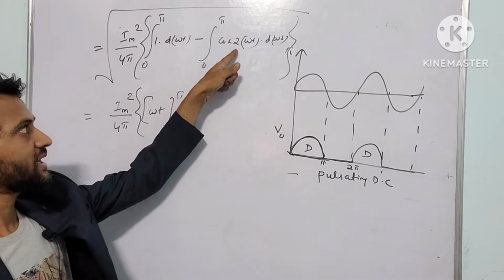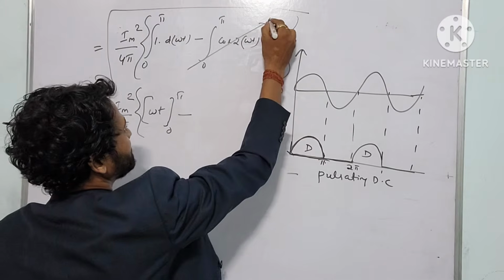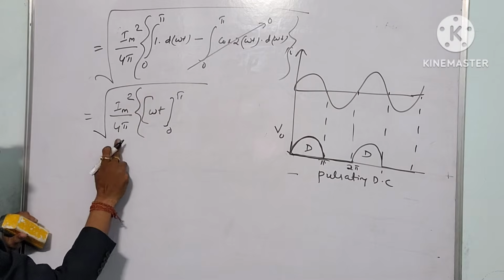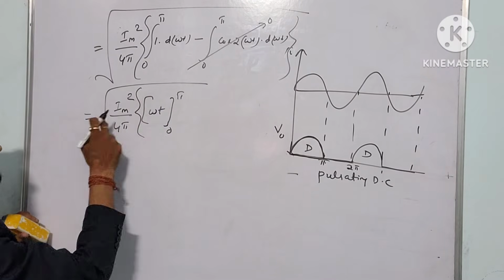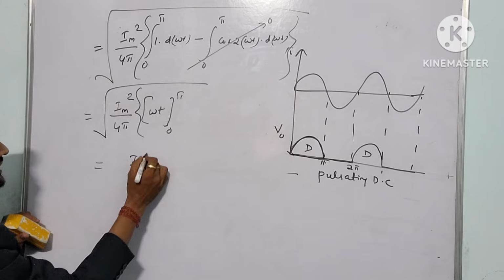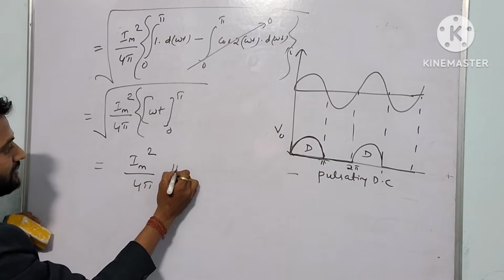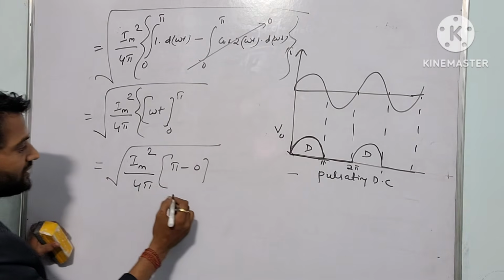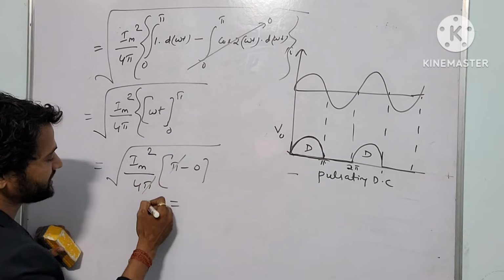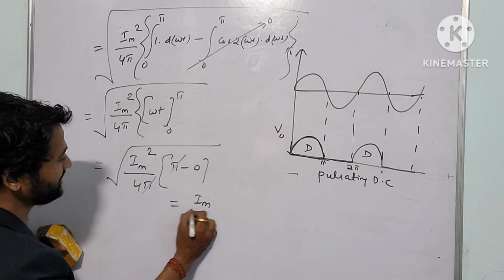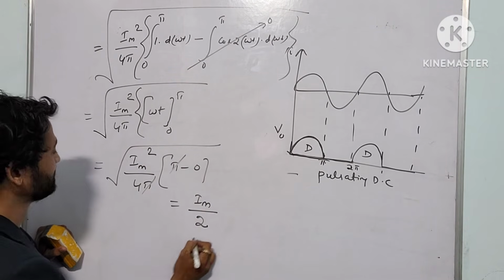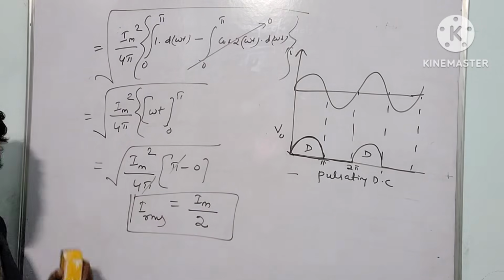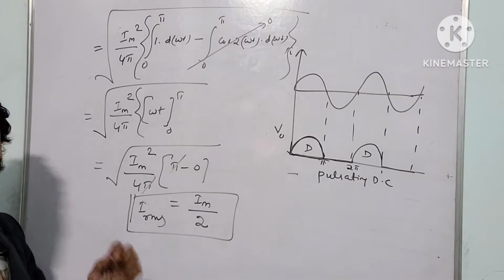Sine of 0 is 0, sine of pi is 0, so this part will be 0, right? So that means we'll be getting Im square by 4 pi, omega t with limit 0 to pi, under root. So it will be Im square by 4 pi, pi minus 0, under root. So our final answer: the pi will be cancelled, so the root of Im square is Im, and the root of 4 is 2. So IRMS is nothing but Im by 2. It's very important. Im by 2.